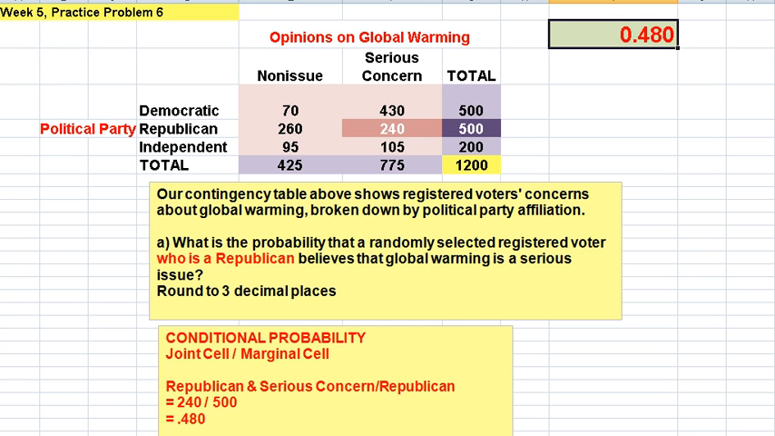Now to show the importance of language, let's consider that if the problem had asked us to find the probability that a randomly selected voter was a Republican and believed global warming was a serious concern, we would calculate a joint probability. The word "and" would indicate that we would calculate a joint probability. So that's how important language is when determining the type of probability that we calculate.